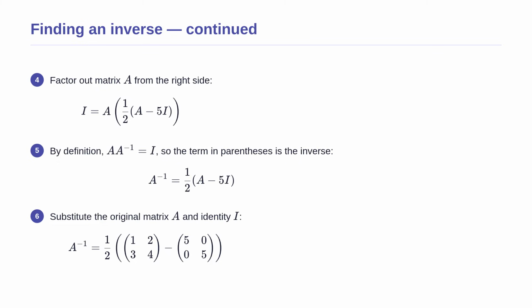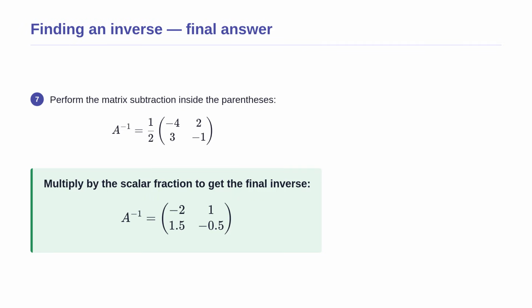We simply substitute our original matrix A and the scaled identity matrix into this new formula to prepare for the final arithmetic. For the final steps of our calculation, we follow the standard order of operations and perform the matrix subtraction inside the parentheses first. This step adjusts the values on the main diagonal while leaving the other numbers alone. Finally, we handle the scalar multiplication on the outside by multiplying every single entry inside the new matrix by 1/2. This scales the numbers down to their final correct values.